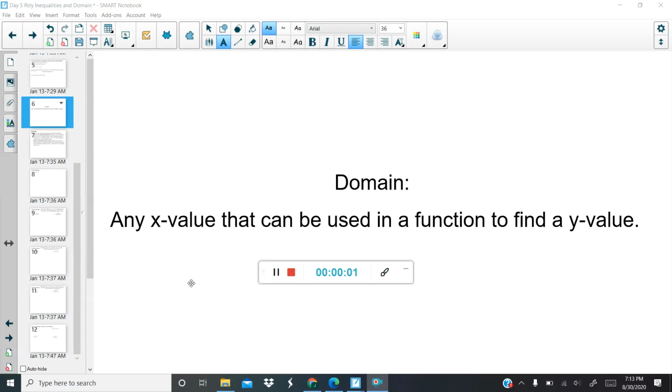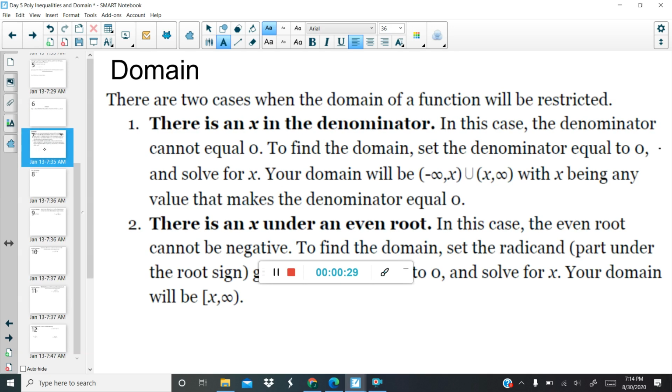So today we're going to talk about domain of functions. Last year you should have learned a little bit about domain and range, and domain was probably described as all possible x values. That means any x value that you can plug into an equation and it spits out a y value. It doesn't come out as undefined. The only cases where it is going to come out as undefined are these two cases.